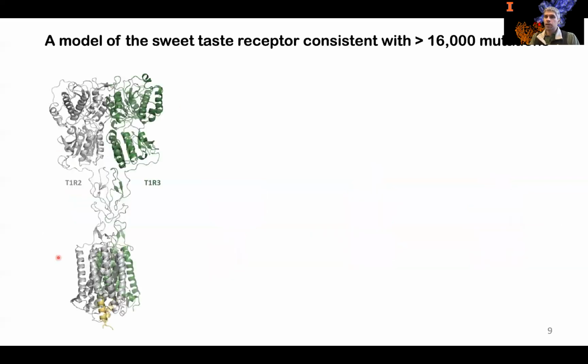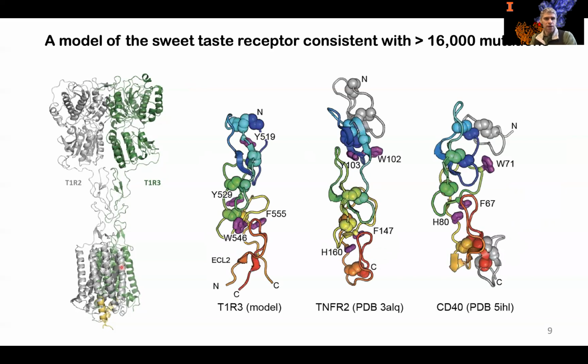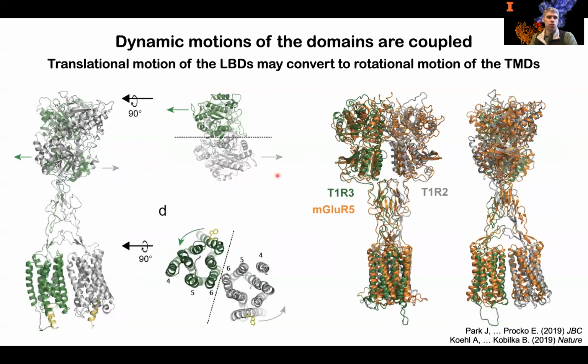So here was the model that we came up with for the dimeric sweet taste receptor. It's a very interesting model. It was immediately pleasing for a number of reasons. The main take home was that we could have this continuous folded structure here that enables coupling between the ligand binding domains and the transmembrane domains for signaling. So we could determine a mechanism for conformational change and for signaling.